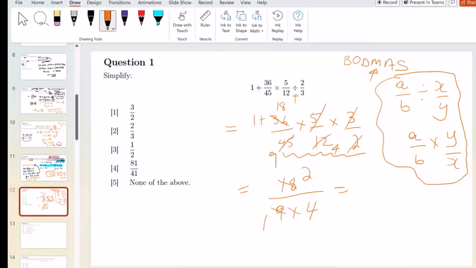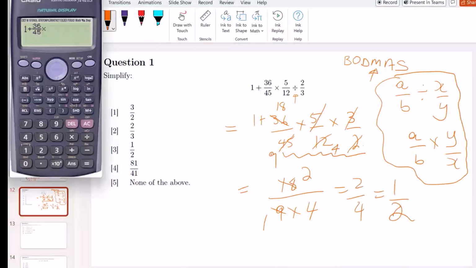If you feel good, because I don't want to be changing my multiplication sign, you can use your calculator. I've got 1 plus 36 over 45, multiplied by 5 over 12, and then this is divided. I'm writing it as it is. If you don't want to waste time, you can use your calculator. You are allowed to use your calculator. So you enter, and my answer is 3 over 2 instead.